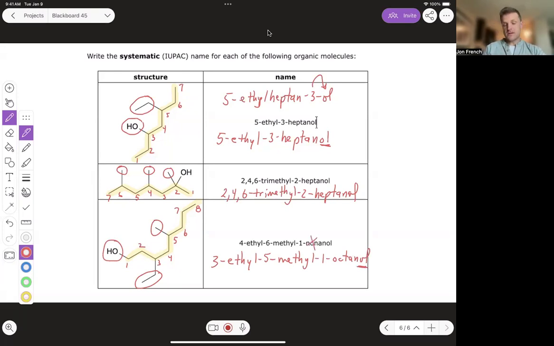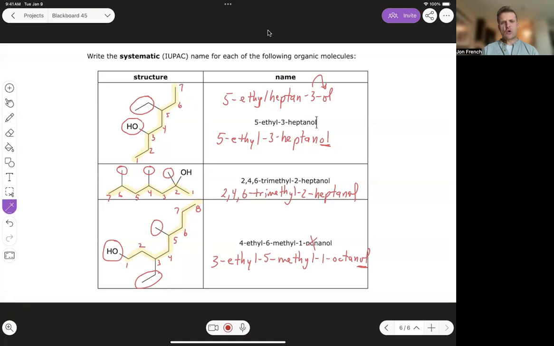So there's one discrepancy here. The name seemed to think there were 9 carbons in this chain. There are only 8 carbons in this chain because our first carbon is right here and it's connected to this alcohol. So there's 1, 2, 3, 4, 5, 6, 7, and 8 carbons in the chain, making this 3-ethyl, 5-methyl, 1-octanol. Again, we put the branches in that order because ethyl alphabetically comes before methyl.